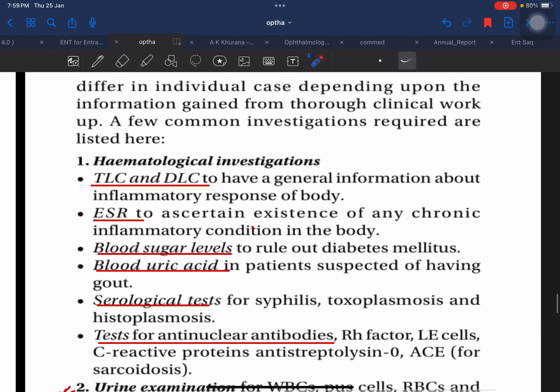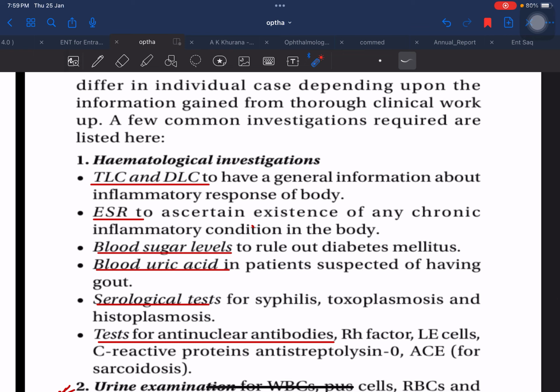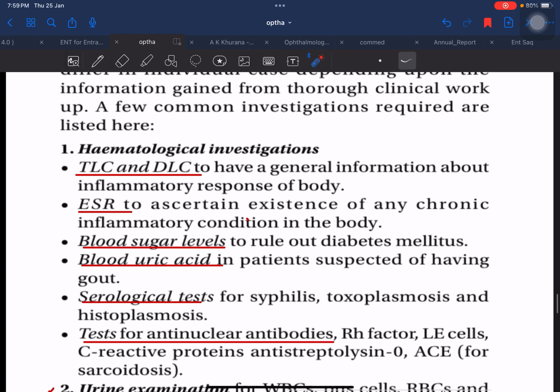There are several causes of uveitis, as we have already mentioned, so we need to find the exact cause. To find the exact cause, we need to order investigations like total leukocyte count and differential leukocyte count, which will give general information about the inflammatory response of the body. These are hematological investigations.